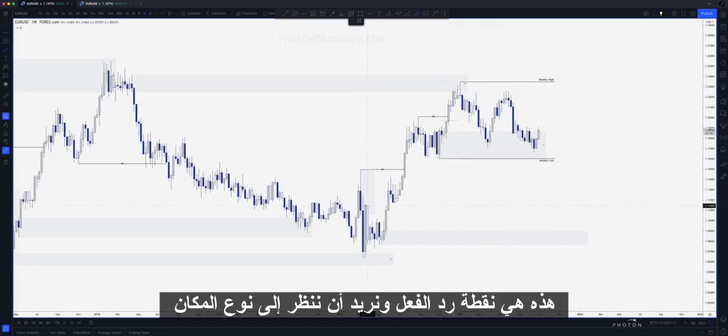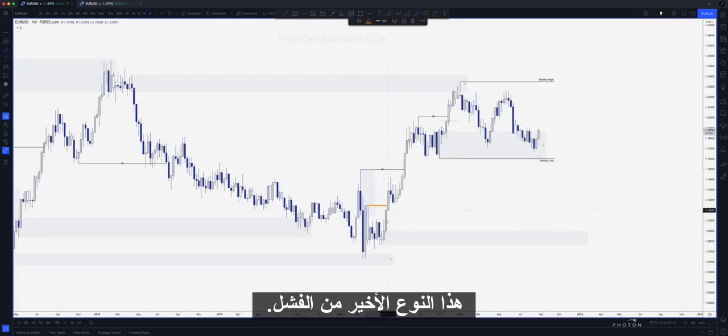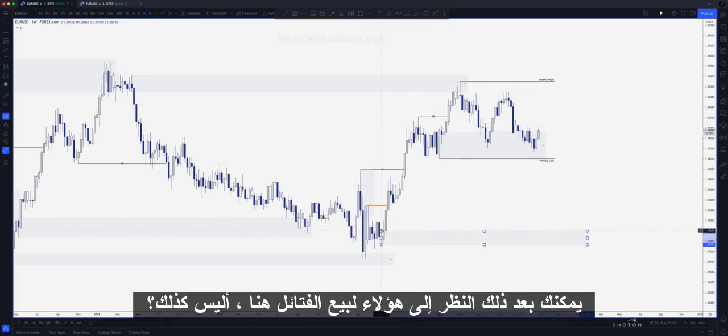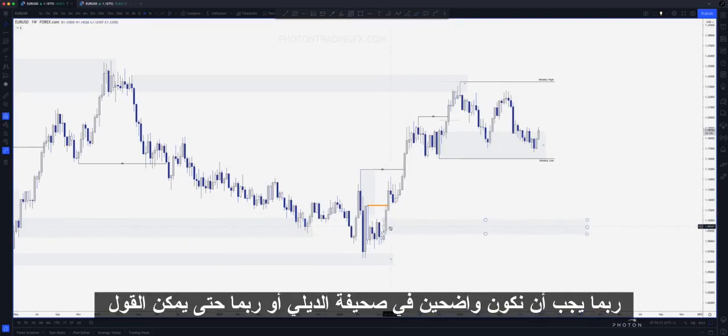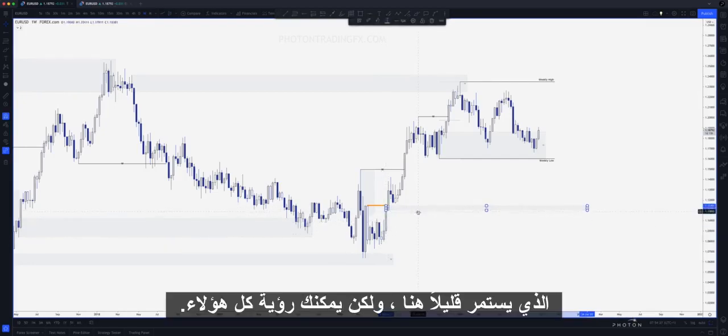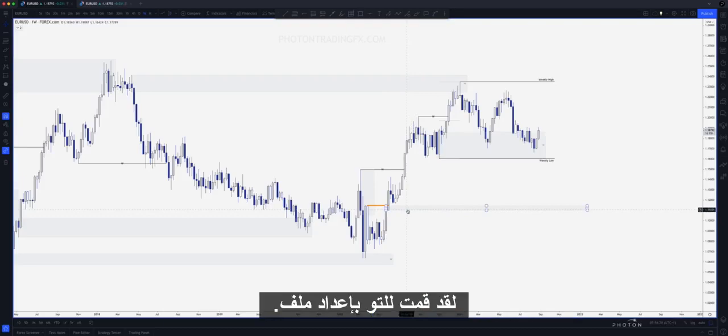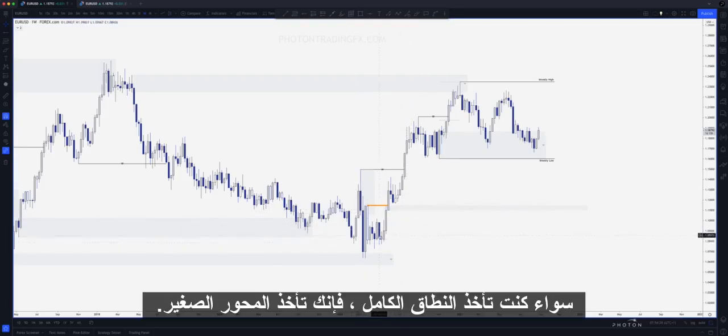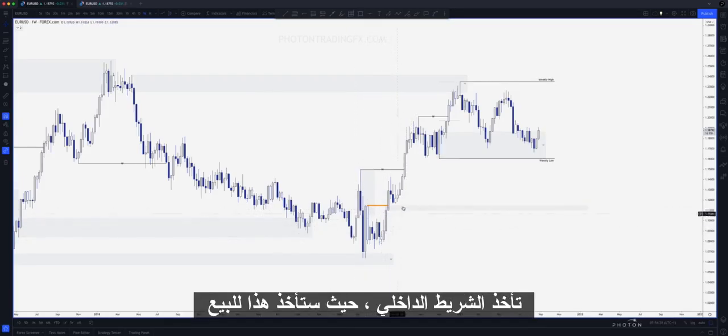So if this is the reaction point and we want to look at where that last bit failed, you could be looking at those buy to sell wicks here, which should probably be a bit clearer on the daily, or arguably even that last little bit up here. But you can see all of those that I've just drawn are valid, whether you take the whole range, the little pivot, the inside bar, or these buy to sell wicks.